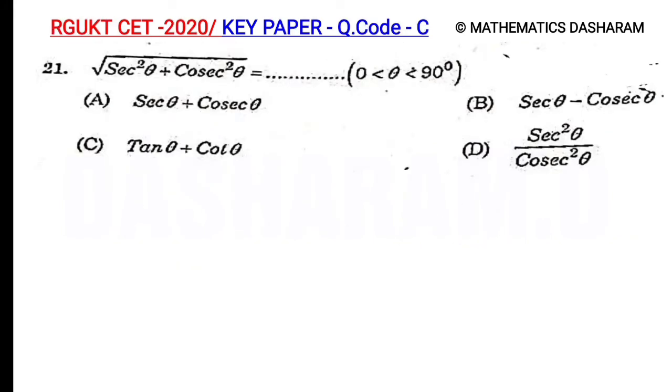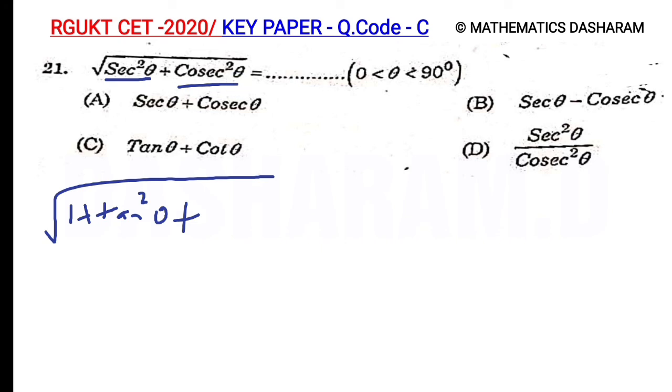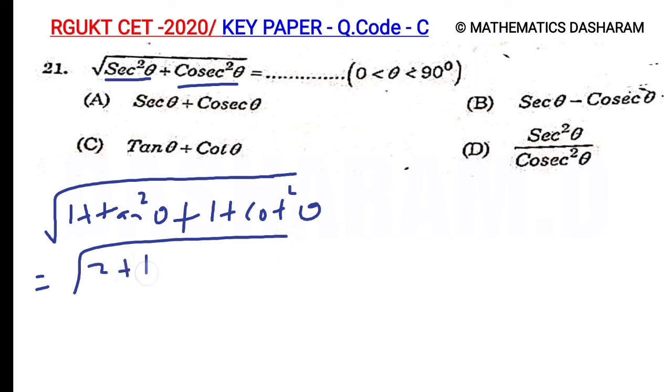Question number 21. Under root secant square theta plus cosec square theta equals dash. Here secant square theta can be written as 1 plus tan square theta from the identity. Next, cosec square theta can be written as 1 plus cot square theta from the identity. So then it equals 1 plus 1 is 2, plus tan square theta plus cot square theta.